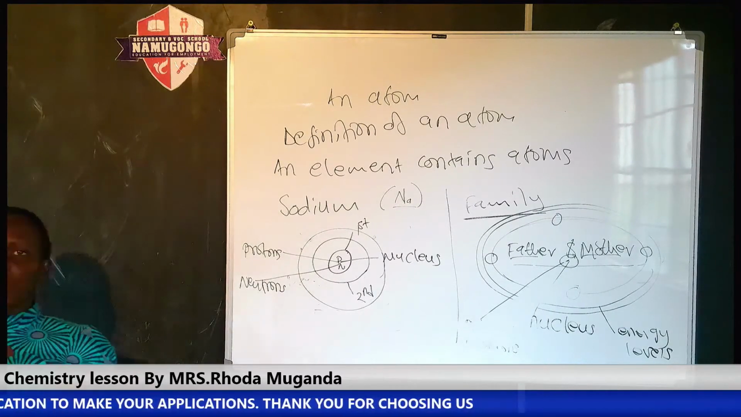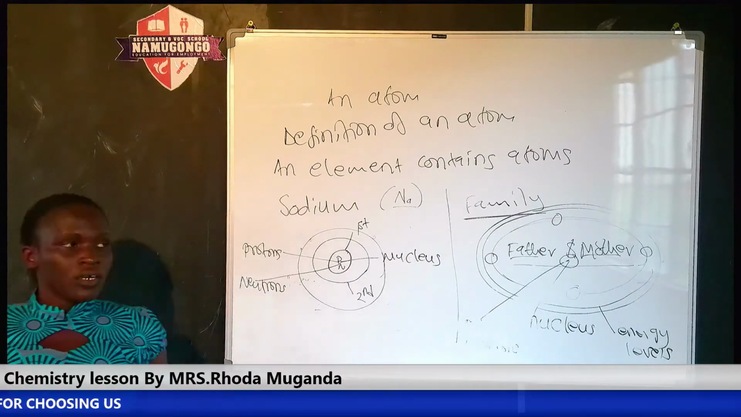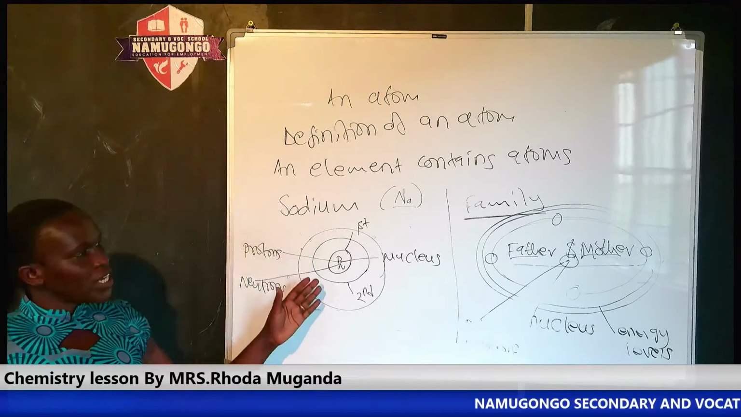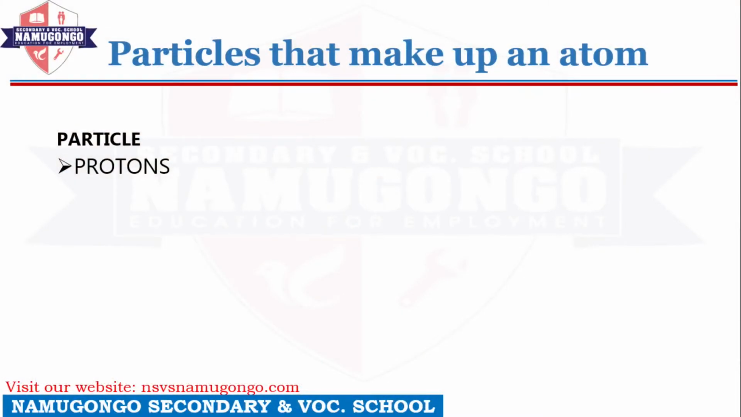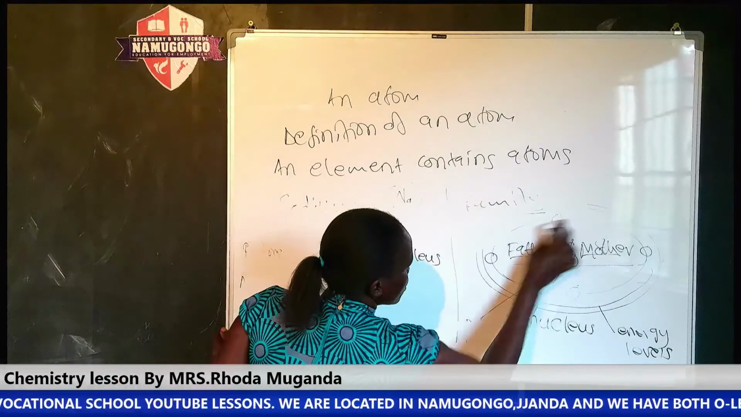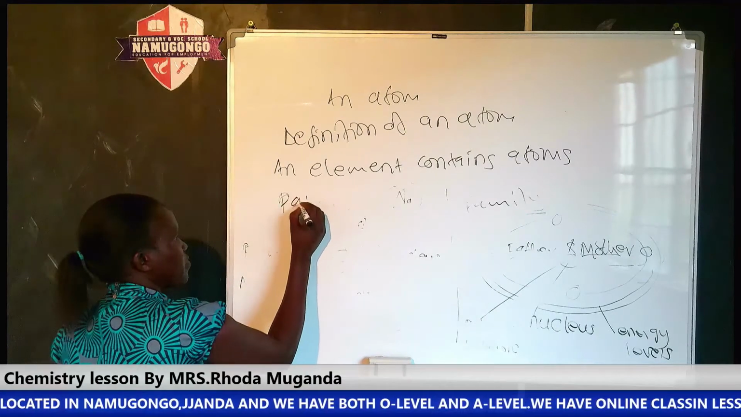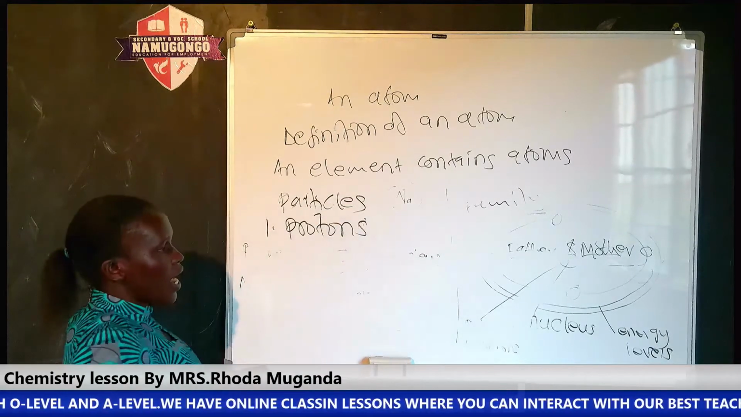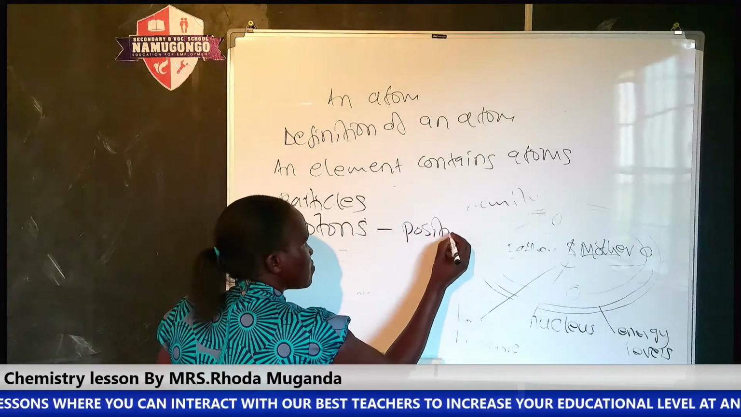Now, the next thing that we want to look at is which particles actually make up an atom. I believe you already have an idea from this structure here. When we look at the particles that make up an atom, there are basically 3 of them. The first particle that makes up an atom is the protons. And these protons carry a charge. So let's say particles: one, we have the protons, and we shall put a charge against them, that is positive charge.